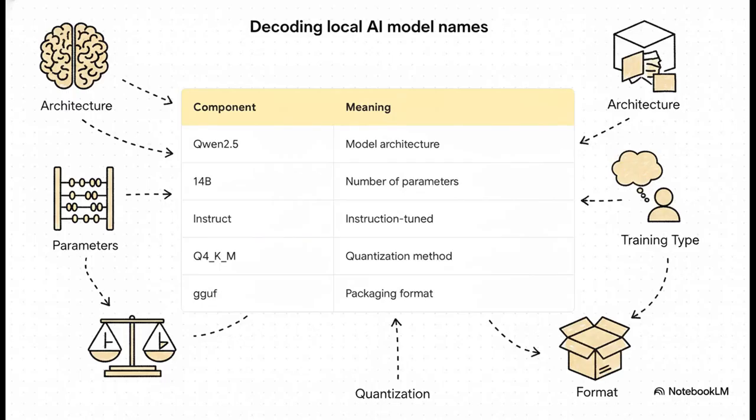Okay, so pretty much every model name you'll see breaks down into 5 main pieces. We've got architecture, parameters, training type, quantization, and format. We're going to tackle these one by one, and it'll all make sense soon.